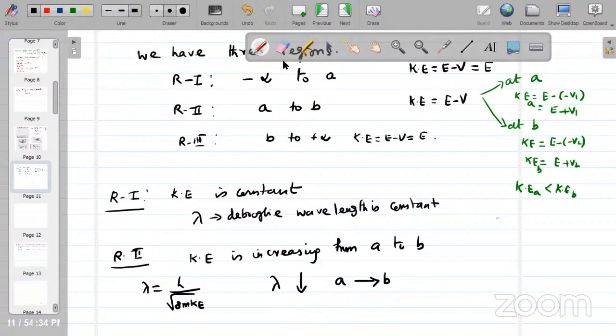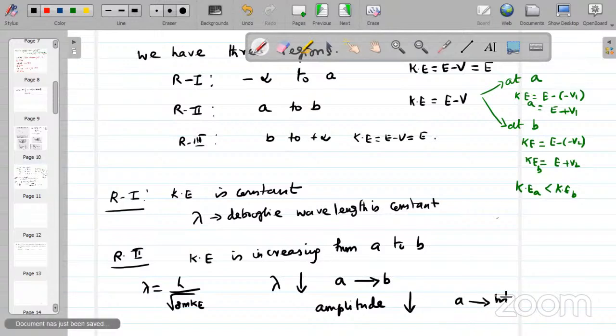But I mean amplitude, right? Lambda and of course the amplitude. Because I told you already, the kinetic energy keeps on increasing, so the amplitude also has to decrease as A goes to B. Both have to happen. Okay, this is region 2.